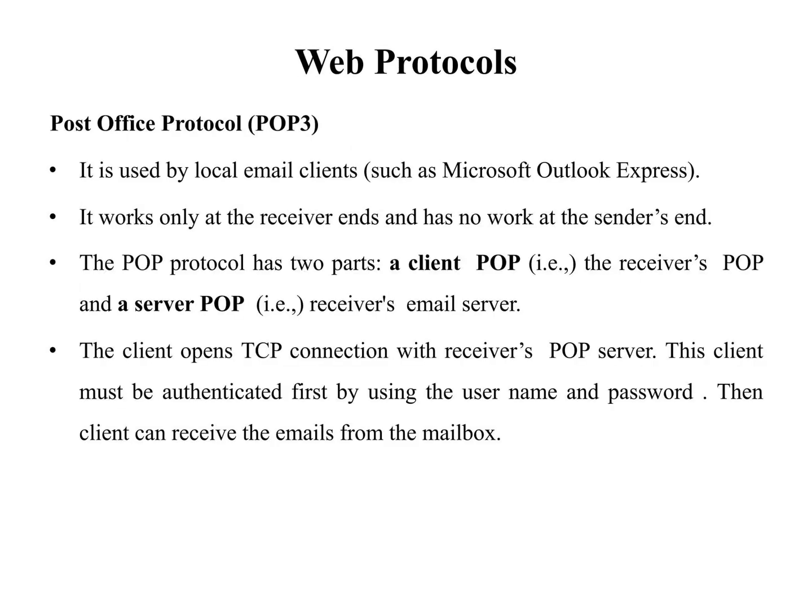Post Office Protocol, that is POP3. It is used by local email clients. It works only at the receiver side, not at the sender side. The POP protocol contains two parts: one is client POP, the next one is server POP. Client POP is the receiver's POP. Server POP means the receiver's email server. Here the client opens the TCP connection, because the client must authenticate first using a username and password. Then the client can receive the emails from the mailbox.